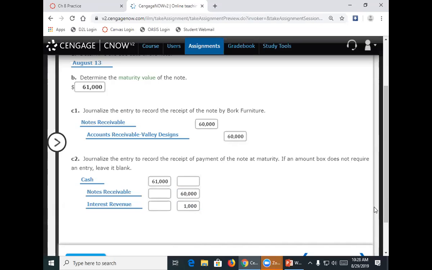Okay. Any questions about that one? Why would the revenue be credited? I see what you're saying, but I don't understand that. I feel like it increased. Yeah, you've actually earned interest, right?